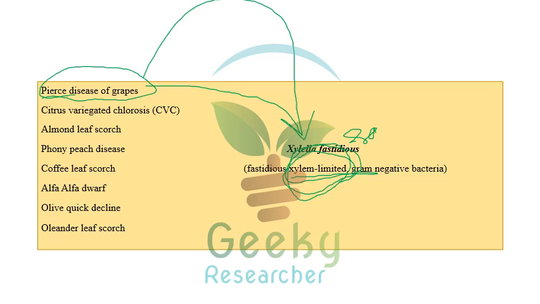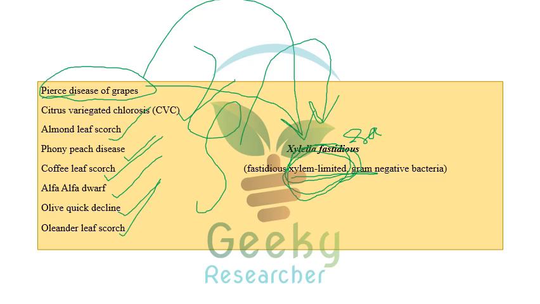The other diseases are citrus variegated chlorosis, almond leaf scorch, phony peach disease, coffee leaf scorch, alfalfa dwarf, olive quick decline, oleander leaf scorch. All these diseases are caused by Xylella fastidiosa only. I repeat once again: Pierce disease of grapevine, citrus variegated chlorosis, almond leaf scorch, phony peach disease, coffee leaf scorch, alfalfa dwarf, olive quick decline, oleander leaf scorch. All are caused by Xylella fastidiosa, which is the first plant pathogenic bacterium to be completely genome sequenced, and it is a xylem limited bacterium.